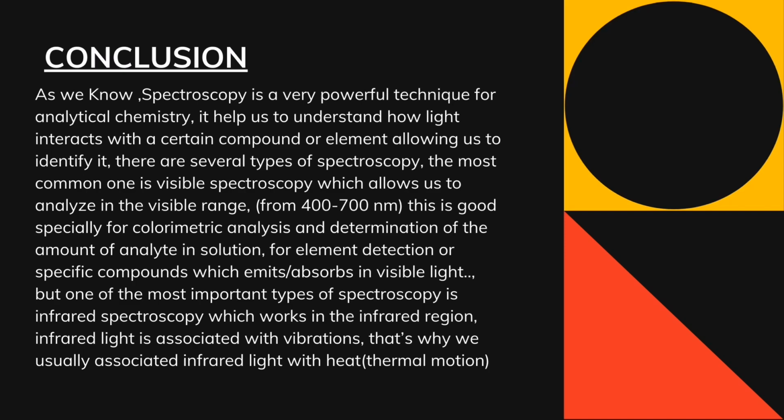As we know, spectroscopy is a very powerful technique for analytical chemistry. It helps us to understand how light interacts with a certain compound or element, allowing us to identify it. There are several types of spectroscopy. The most common one is visible spectroscopy, which allows us to analyze in the visible range. This is good especially for colorimetric analysis and determination of the amount of analyte in solution, for element detection or specific compounds which emit or absorb visible light.